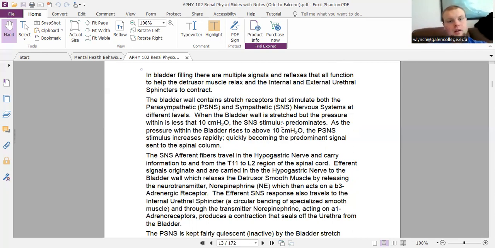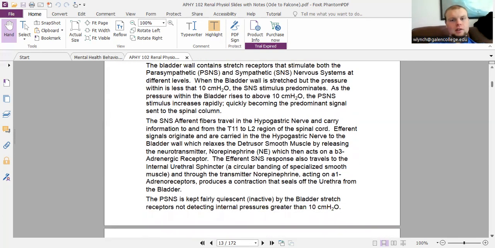When we have the bladder wall that is pressed on with a pressure larger than 10 centimeters of water, the parasympathetic nervous system is going to stimulate the contraction of the detrusor muscle, all right? This is going to become the predominant signal sent by the spinal cord.